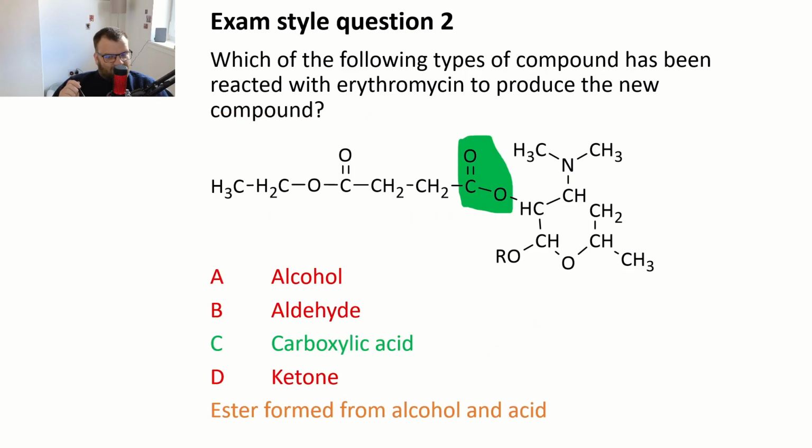So it's recognising we're making an ester. Esters are made from alcohols and acids. We already had the alcohol, so this new chemical that we've reacted with must have been the carboxylic acid.